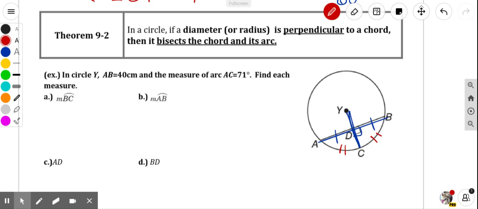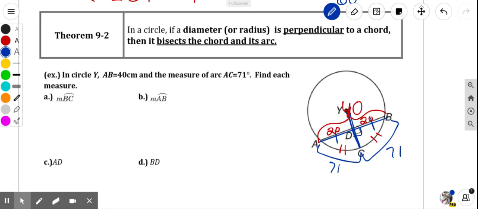Okay, let's label the given information. It says that AB is 40. So think about if this whole thing is 40, then that's going to be 20 and that's going to be 20 because the whole thing was 40 and it's cut in half by this radius. Then it says the measure of arc AC is 71. So AC right here is 71. We already determined that that's congruent to CB, so that's also 71. So just like in that last section, I always like to label the picture with everything I know, and then I can go from there.